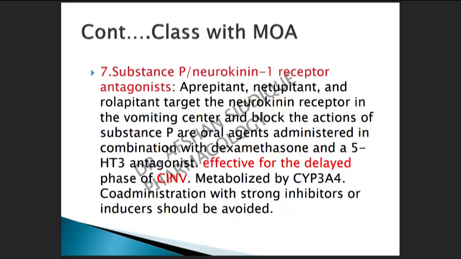Winding up here. In the next class, inshallah, we will discuss class-wise properties of different medications. And keep in mind, we are just discussing those classes of compounds which are useful for the treatment of emesis induced due to anti-cancer drugs.